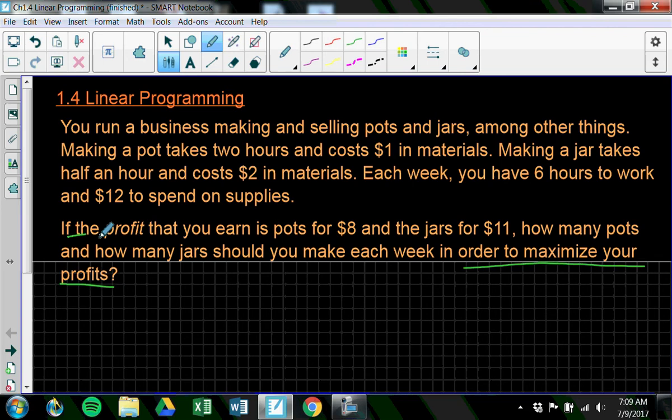So if the profit you earn for a pot is $8 and for a jar is $11, how many pots and how many jars should you make each week in order to maximize your profits? That is our goal. That's what we're going to try and find here.